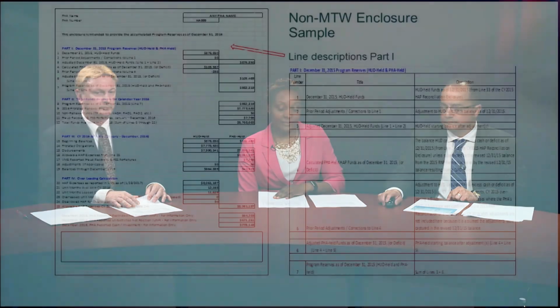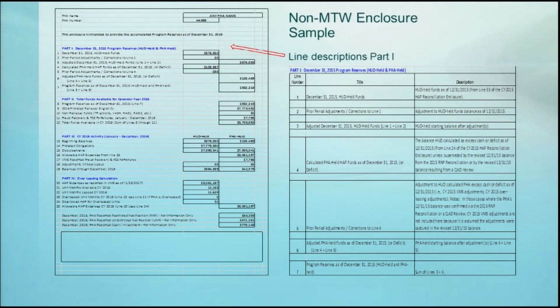At this point, I think we can continue with the non-moving to work enclosure. So let's go back to Tom to give us a briefing on the new enclosure. Tom? All right, thank you, Miguel. The new enclosure, part 1, to walk through each part. In part 1 of the enclosure, HUD is adjusting the beginning balances. This is where we try to state and have the true beginning balance. The beginning balance is adjusted due to various changes in data.